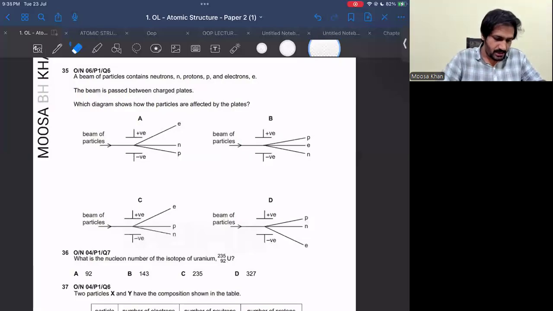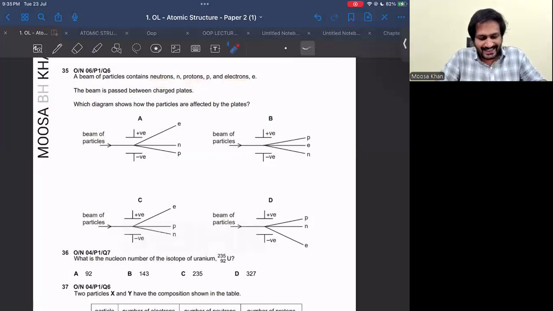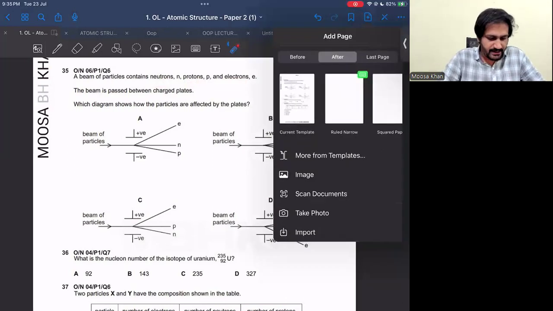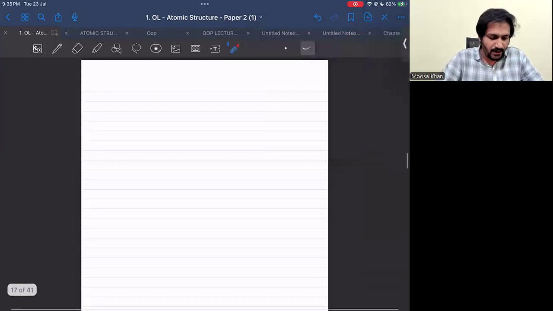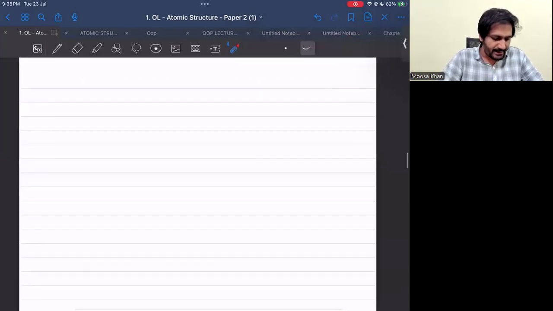Okay, let's start our class today from this question. Question number 35, it says a beam of particles contains neutrons, protons, and electrons. We already know the relative charge of protons is positive, electrons are negative, and neutrons are neutral. But in order to proceed with this question, first you have to recall the law of charges.